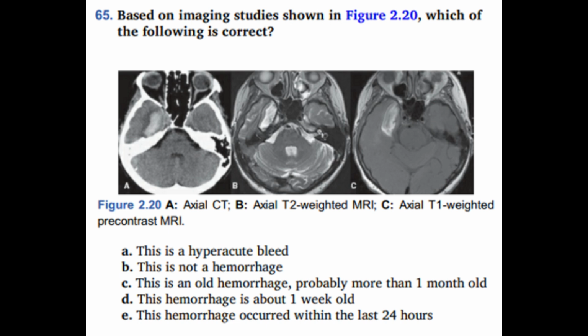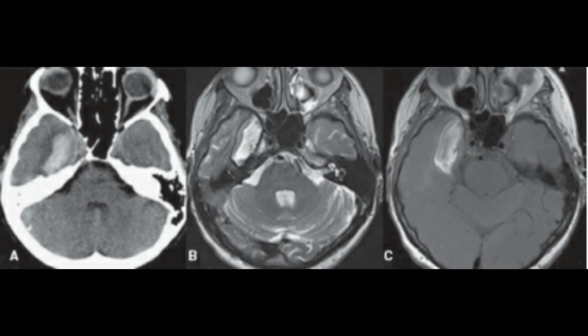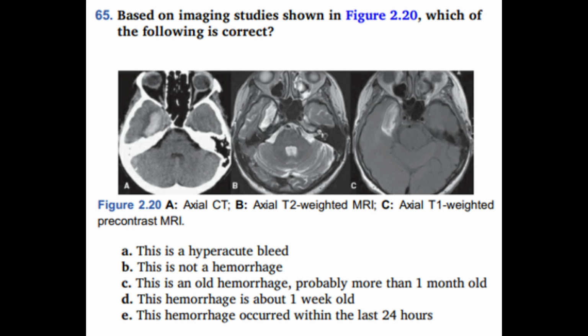Question 65. Based on imaging studies shown in Figure 2.20, which of the following is correct? Now let us take a look at our imaging. A. This is a hyperacute bleed. B. This is not a hemorrhage. C. This is an old hemorrhage, probably more than 1 month old. D. The hemorrhage is about a week old. And E. The hemorrhage occurred within the last 24 hours. Let us take a look at our brain imaging again.